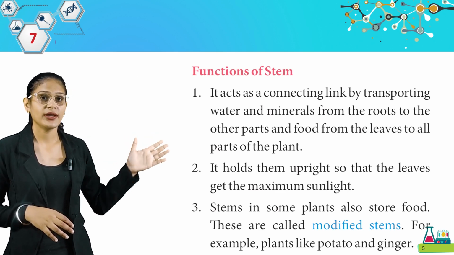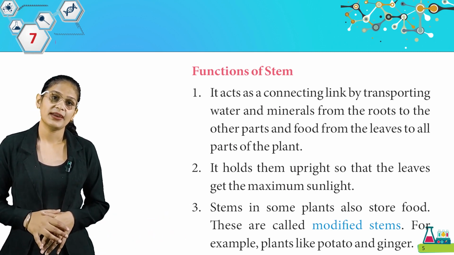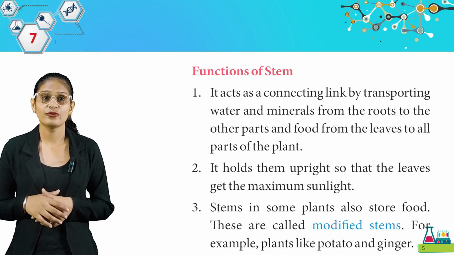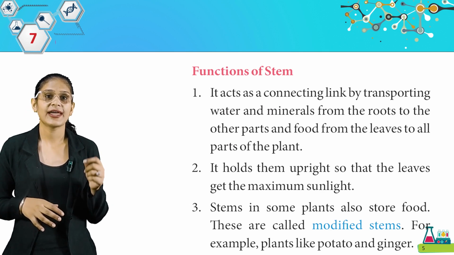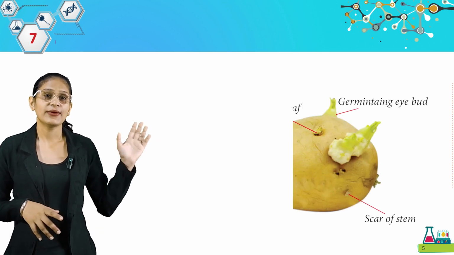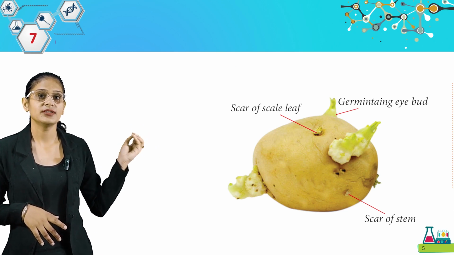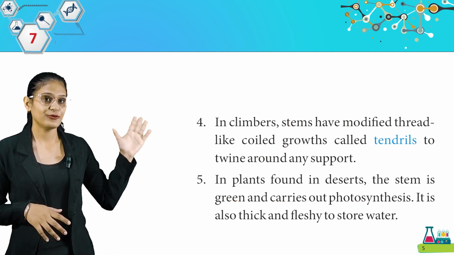Here is the second point. It holds them upright so that leaves get maximum sunlight. Come to the next. Stems in some plants also store food. These are called modified stems. For example, plants like potato and ginger. Look at this picture. Scar of a scale leaf, germinating eye bud, scar of a stem, and this is a potato. Come to the fourth point.